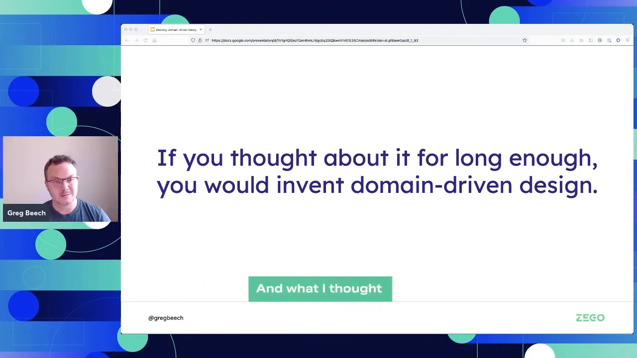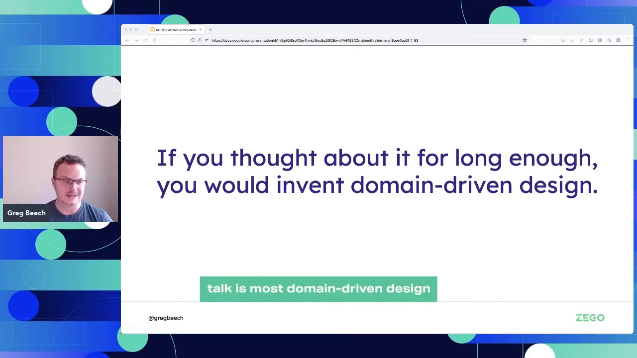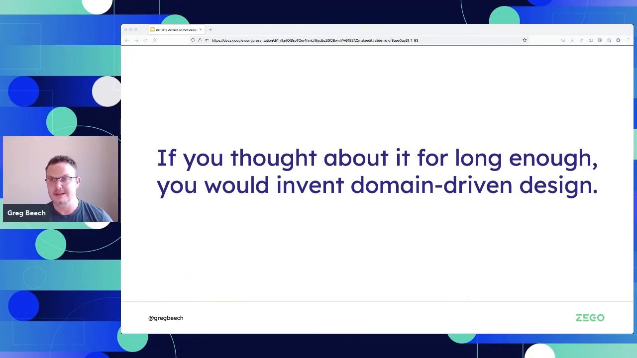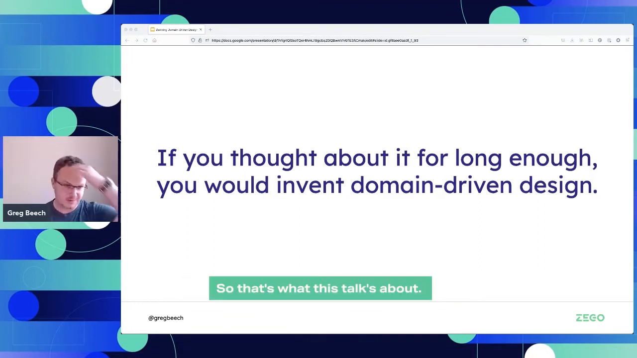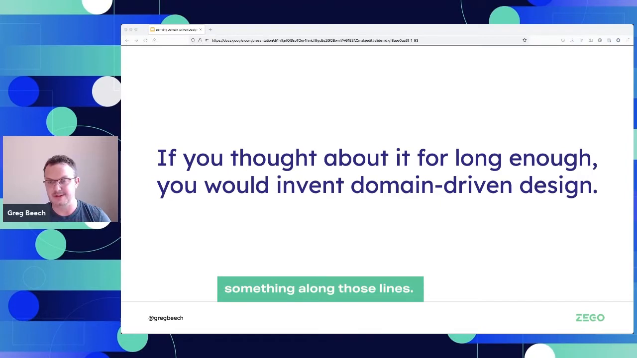What I thought might make an interesting talk is most domain-driven design literature starts from the domain-driven design concepts and shows how you'd apply them to software. And I thought, well, rather than doing that, why not repeat my journey in a rather shorter time than 10 years and start from nothing, just start thinking about writing software and writing software well, and see if we can derive a lot of the domain-driven design rules. So that's what this talk's about. Should be about 20, 25 minutes, something along those lines.